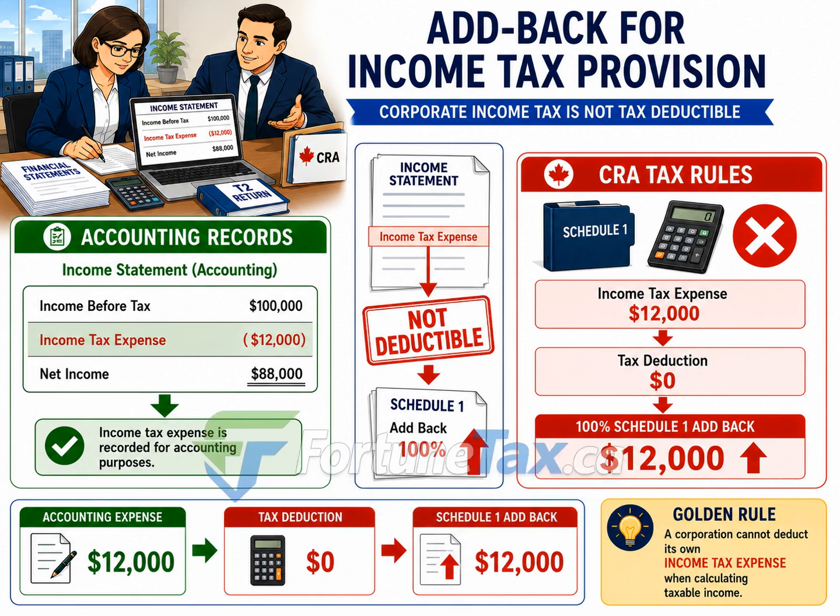So whenever you review a corporation's income statement and see an account called income tax expense, current tax expense, or provision for income taxes, your first thought should be that this amount is generally not deductible for tax purposes. The accounting entry remains in the financial statements, but for tax purposes, the full amount is added back on Schedule 1 before the corporation's actual tax liability is calculated. This ensures that taxable income is determined correctly under the Income Tax Act.